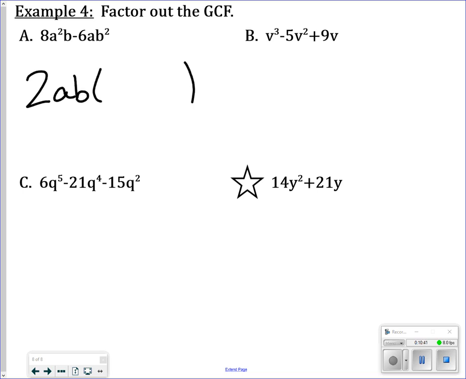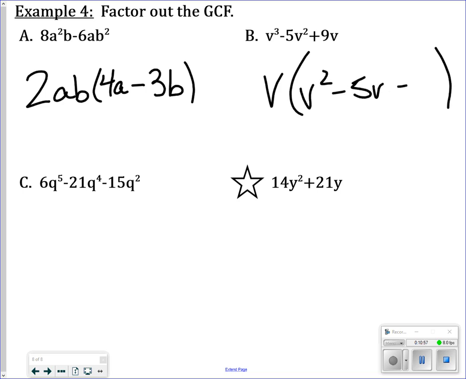So if I divide by 2 and take away an a and a b, so divide by 2 is 4, take away an a, and then I took away the b. Divide by 2 is 3, take away the a, and take away 1b. So this next one, I can take a v out of all of them. There is no number that I can take out of all of them, but there is at least one letter I can take away from all of them.